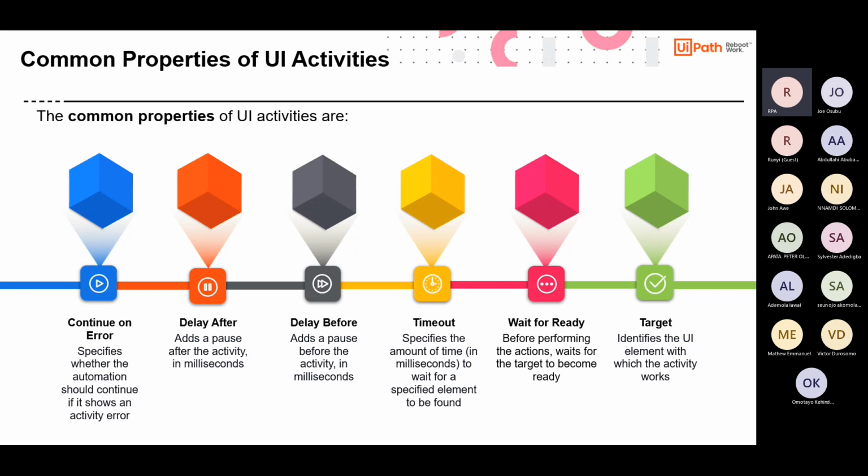We have 3 levels in that. What is it now? The none, the interactive, and the complete. I think I mentioned that yesterday. That is the wait for ready property. Then the target identifies the UI element with which the activity works.